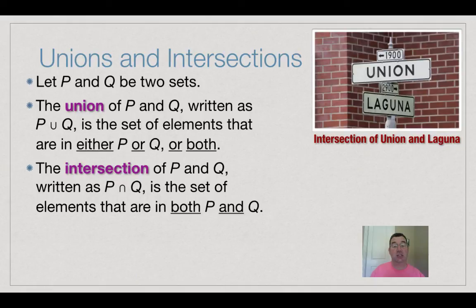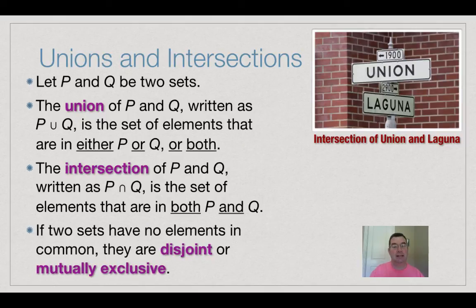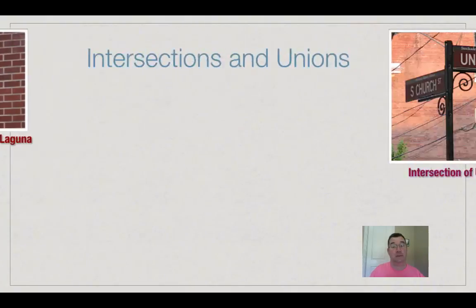And then the intersection is going to be written as P ∩ Q, and that is the set of elements that are in both P and Q. So it's kind of like the overlap of those two sets. And so if two sets don't have any elements in common, we call that being disjoint or mutually exclusive.